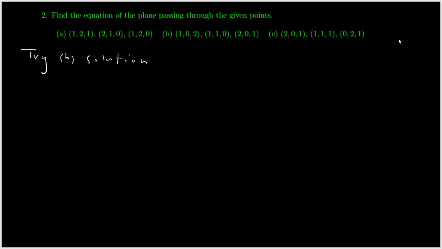I will get you started. We introduce some notations first for question B. Let P1 be the first point, the point with x coordinate 1, y coordinate 0, z coordinate 2. And then P2 is the point 1, 1, 0. And P3 is the point with x coordinate 2, y coordinate 0, and z coordinate 1.